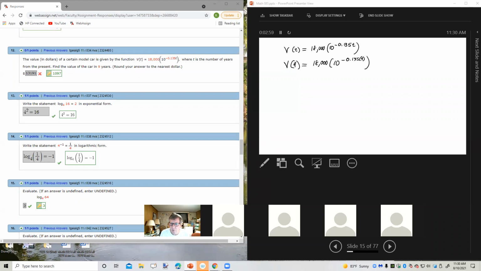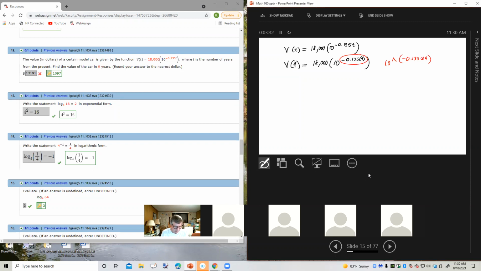Okay. So I can do one of two things. I can predetermine what that is, or I can write 10 to the power and then parentheses negative 0.135 times 9, close it up. Do you want to predetermine it or do it as it is? Let's do it as it is. Okay.